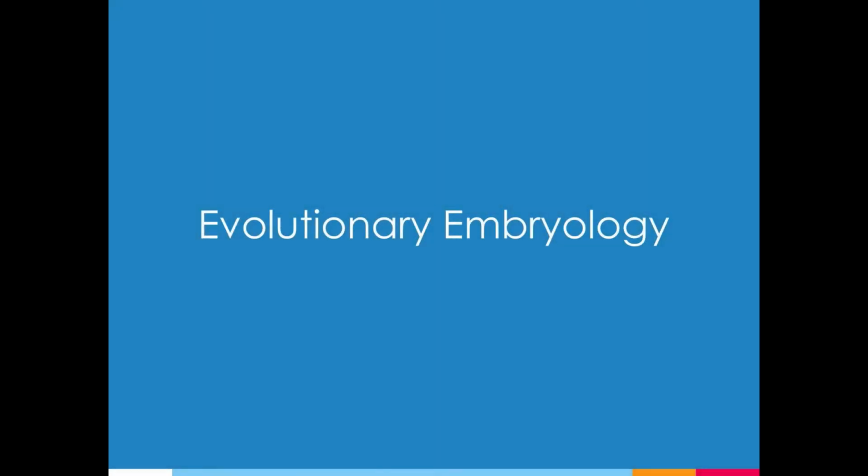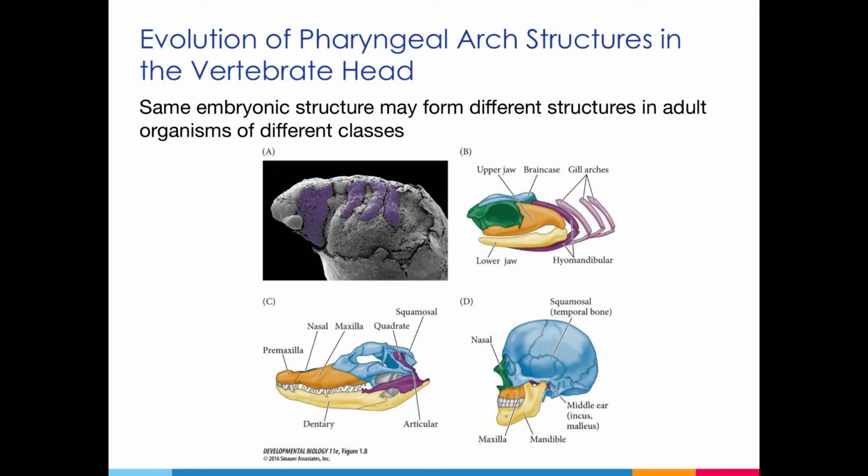Now that we have introduced the general mechanisms and processes that drive early development, let's consider how evolution relates to developmental biology and how the field of developmental biology has contributed to our understanding of evolutionary relationships among species. Something that has been observed is that the embryos of different species have similar structures, but those embryonic structures don't always give rise to the same tissues and organs in the adult organism.